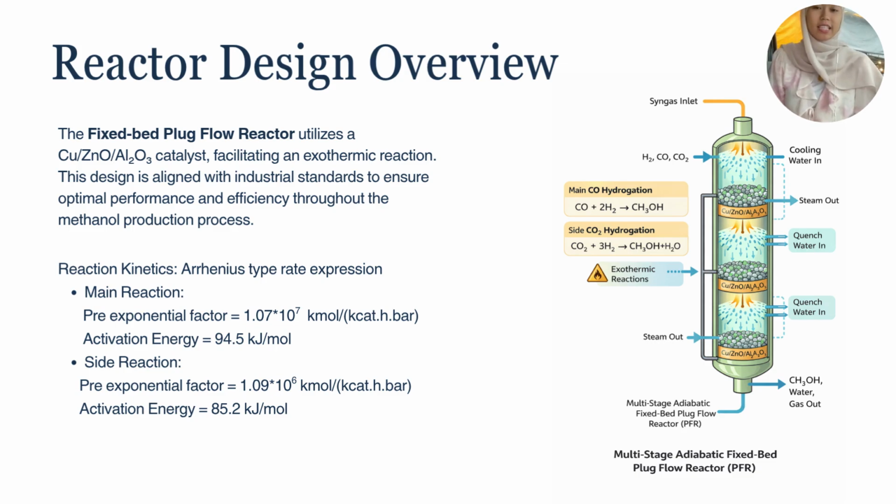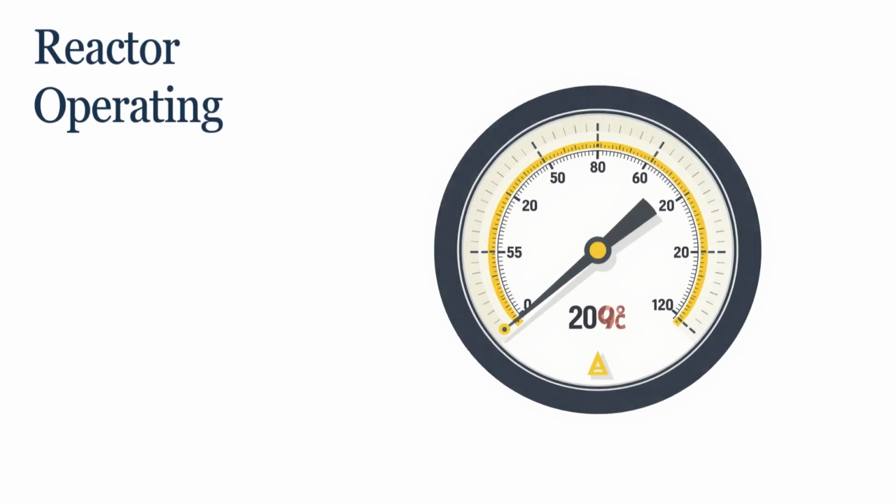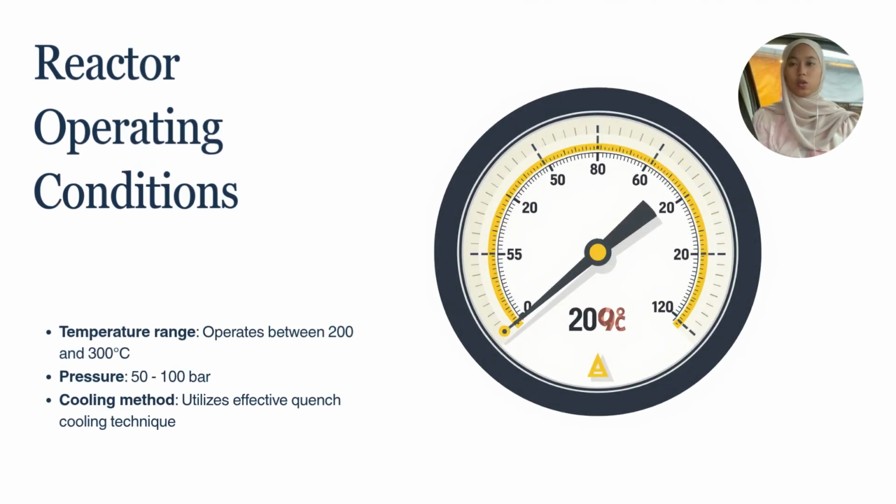So for the reaction kinetics, based on Arrhenius type rate expression, for the main reaction, the value for the pre-exponential factor is 1.07 times 10 to the power of 7, and for the side reaction, the value for the pre-exponential factor is 1.09 times 10 to the power of 6. After discussion, my team decided to finalize the reactor operating conditions, which is, for the temperature, range between 200 and 300 Celsius, for the pressure from 50 to 100 bar, and lastly for the cooling method, we utilize an effective quench cooling technique.